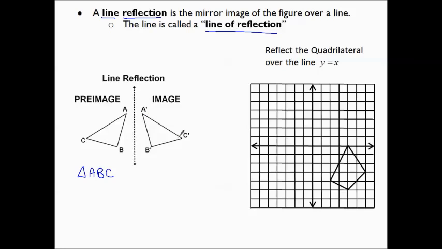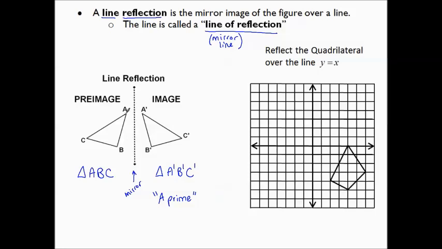Think about looking in a mirror. The line of reflection is kind of like the mirror line. So imagine this is you standing in front of your mirror. This would be like the mirror, the line of reflection, and what you see is your image. And the way we label those points is with the primes: A prime, B prime, C prime. So this would be triangle A prime, B prime, C prime.